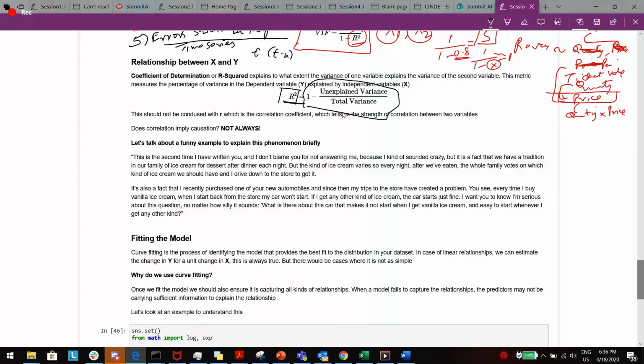What you need to do is subtract the fraction of unexplained variance by total variance from 1, and that will give you r squared. There is also one more r squared term which is called adjusted r squared. Can someone who is familiar with this term tell me what is the difference between r squared and adjusted r squared?